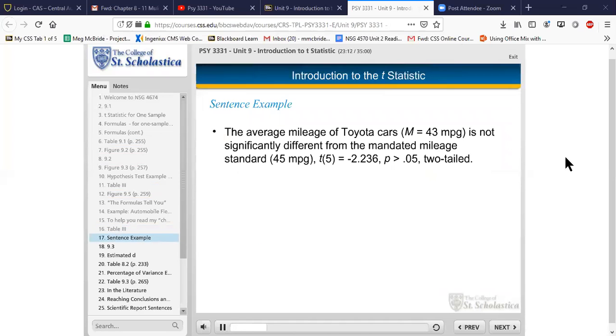Here is an example of a typical sentence in proper APA format that would be included in a research report. Later in this lesson, we will take a closer look at the components that need to be in such sentences.